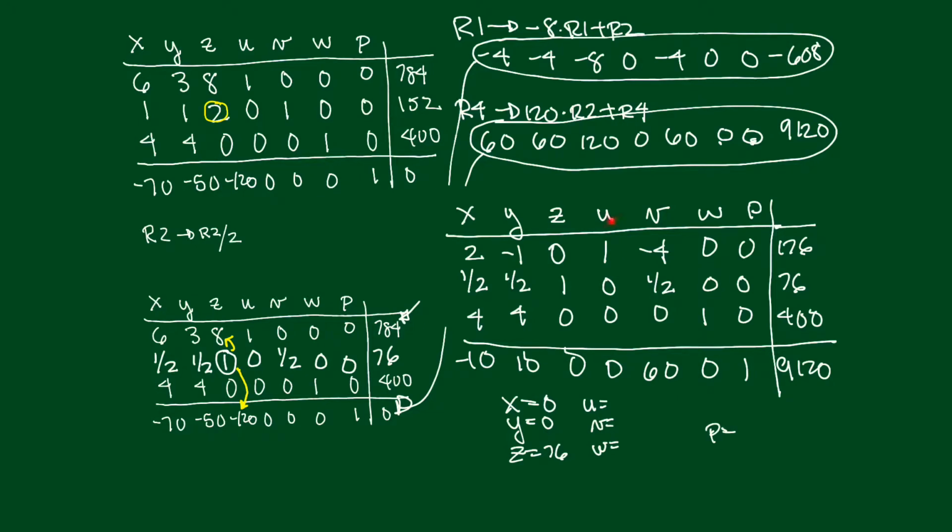So what do you know about U? Well, you have a 1 and all zeros, so U is equal to 176. Now look at the V column. V, you do not have a 1 in all zeros, so V has to be 0. But what about the W column? You have a 1 and all zeros, so W is equal to 400. And the P column, we've got a 1 and all zeros, so the P column is 9120. So P is 9120.